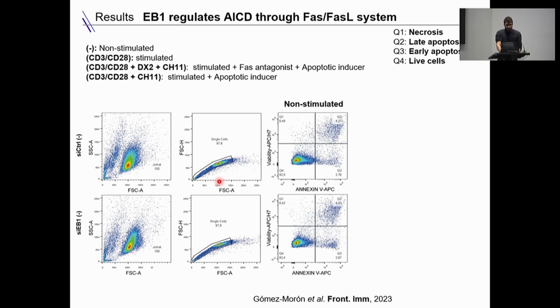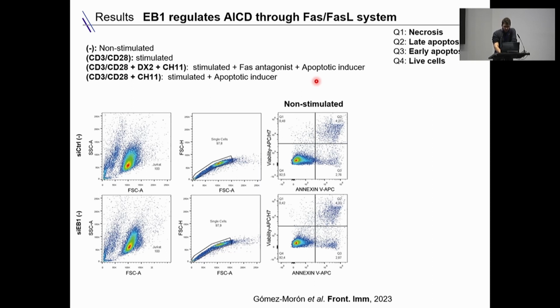mitochondrial dependent apoptosis, so we decided to study apoptosis through the Fas ligand system in control and EB1 silenced cells in non-stimulation, stimulation with anti-CD3 and anti-CD28 antibodies, stimulation plus CH11, which is an apoptotic inducer, and CH11 and ZB4, which is a Fas antagonist that blocks the function of this CH11.